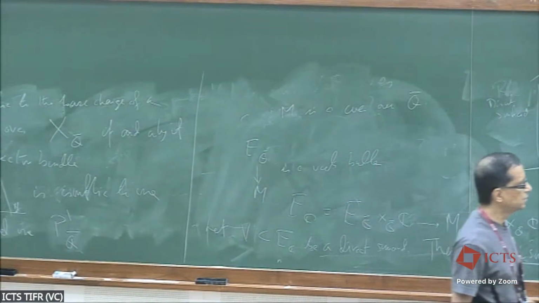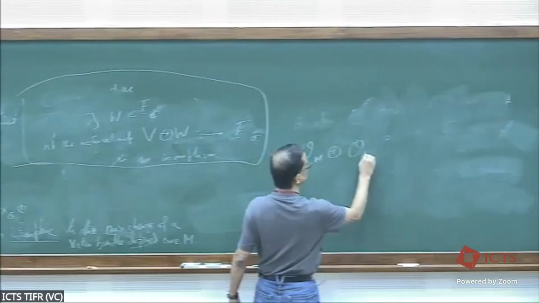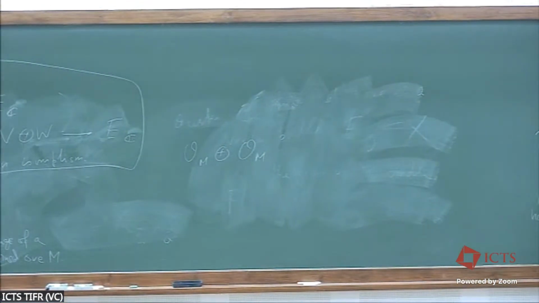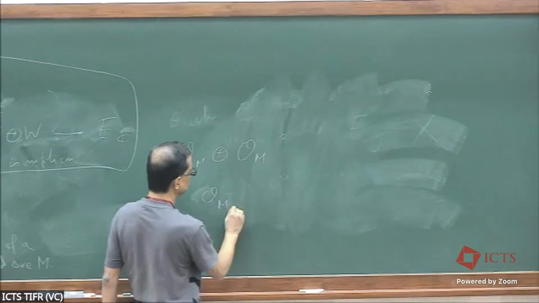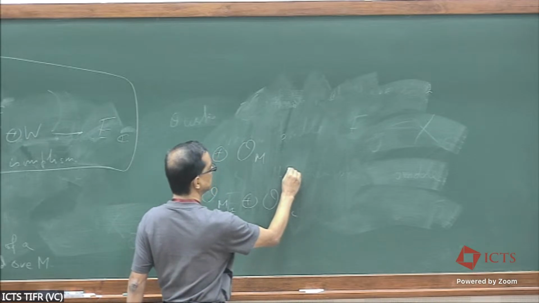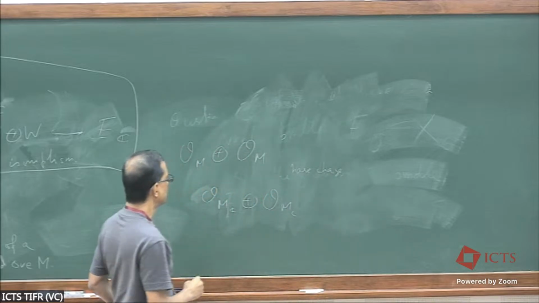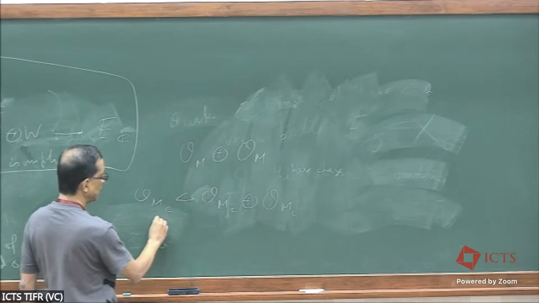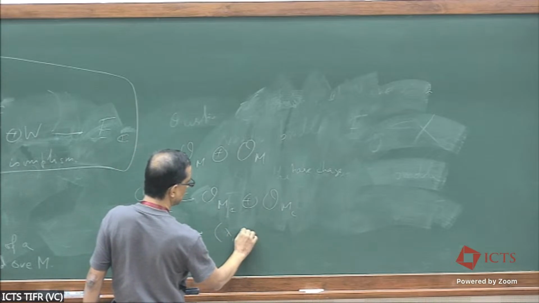Right? For example, you take O direct sum O on M. So when you base change, you get O_MC. Now we have O_MC sitting inside this, mapping into this. Lambda goes to lambda comma pi times lambda.